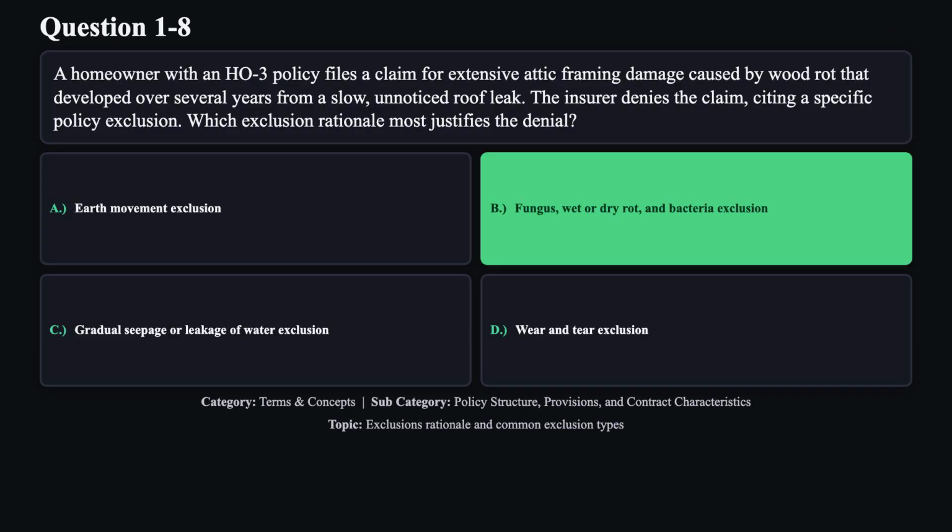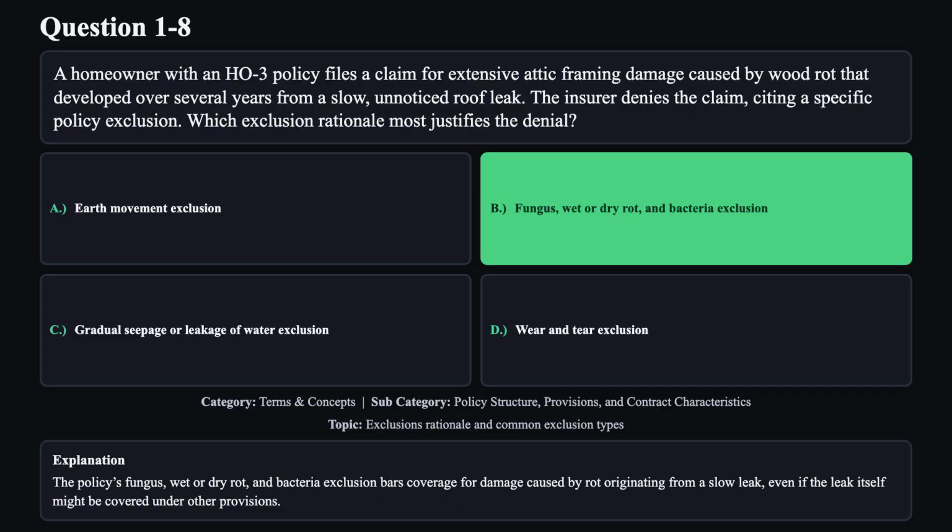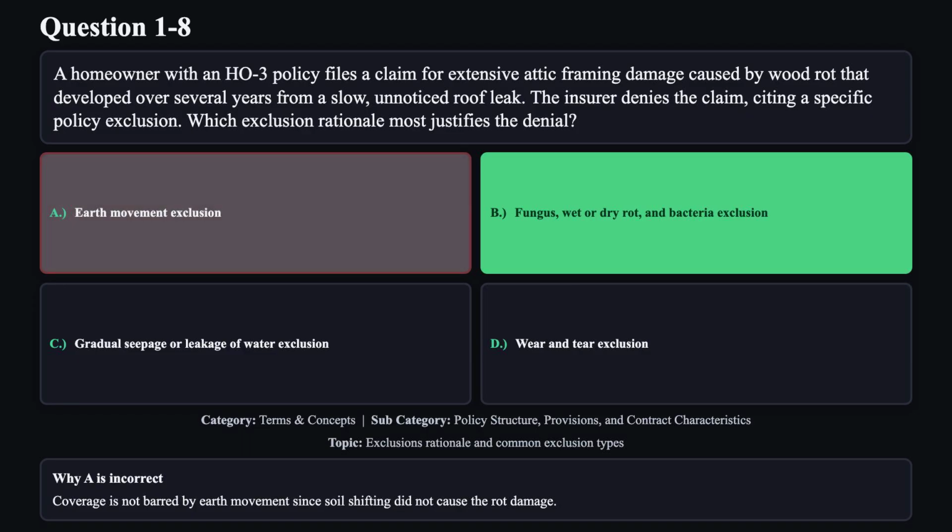The correct answer is B. The policy's fungus, wet or dry rot, and bacteria exclusion bars coverage for damage caused by rot originating from a slow leak, even if the leak itself might be covered under other provisions. Reason A is not correct. Coverage is not barred by earth movement since soil shifting did not cause the rot damage.